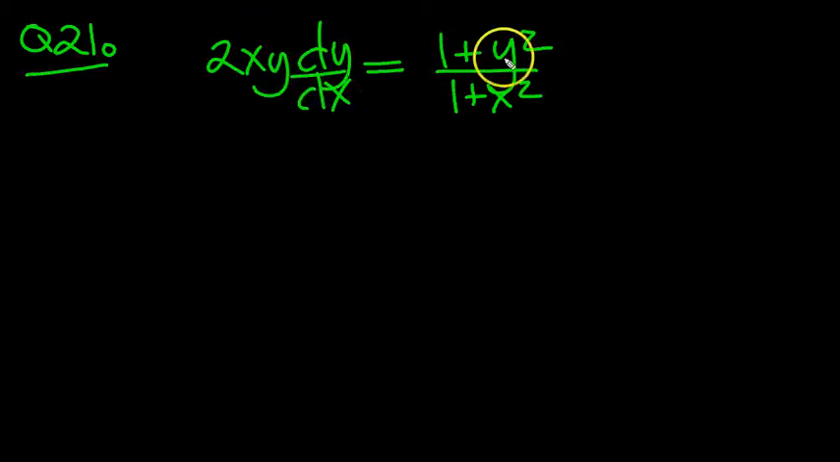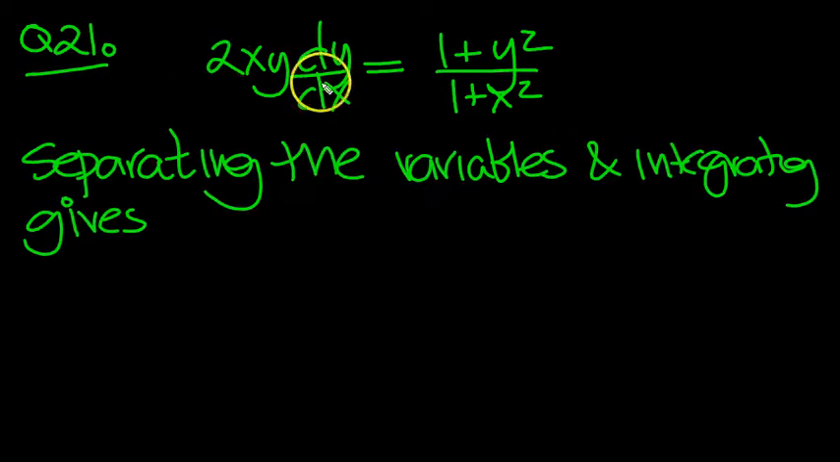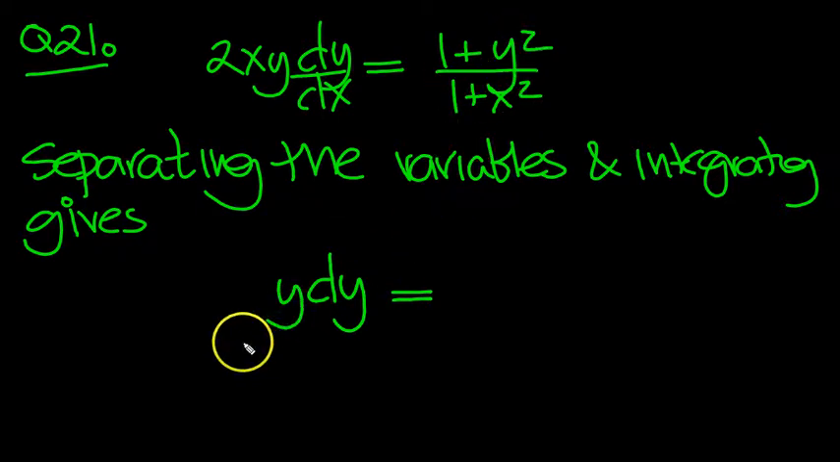2xy dy/dx equals (1 plus y squared) over (1 plus x squared). So let's separate the variables and integrate and see what we get. So here, leave the dy, of course. The y can stay where it is. The 1 plus y squared can come underneath here.